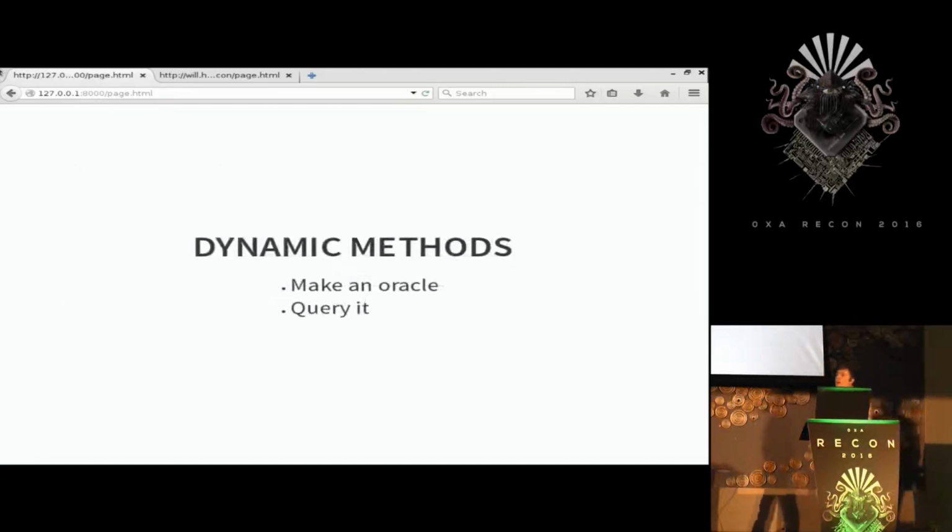So, moving on to dynamic methods, and I'm going to have to move really fast because I think everyone wants to go for lunch in 6 minutes, and I know I won't keep you through that. It's basically: make yourself an oracle and then proceed to query it until you learn all sorts of interesting things.